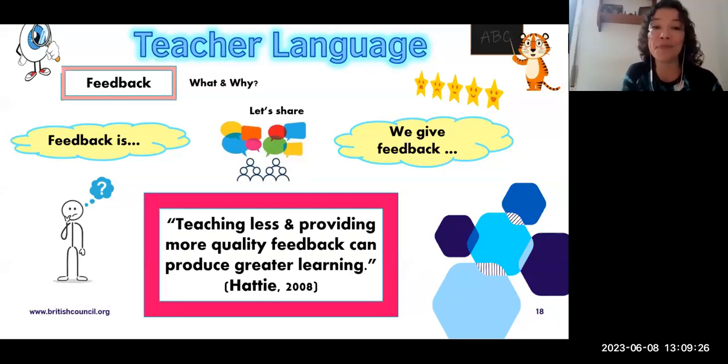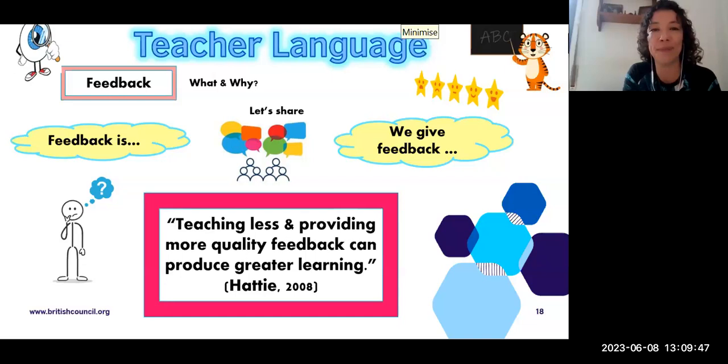Lovely. It's an interesting one, actually. When I saw this, I thought it can make you shift how you see your role as well. I think often as teachers, we think we've got to always be teaching. And our feedback is also then part of our teacher language, which helps to motivate our students.